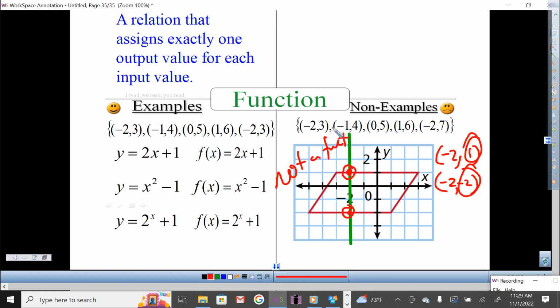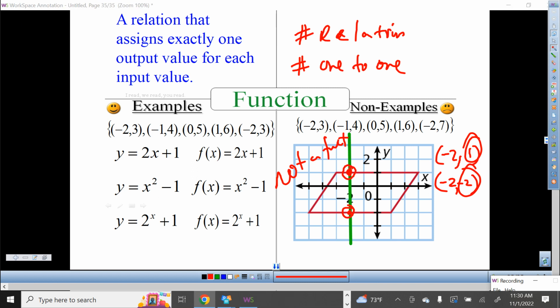Okay? So, what makes a function a function? It has to be a relation. And it has to be 1-to-1. Okay? We good? All right.